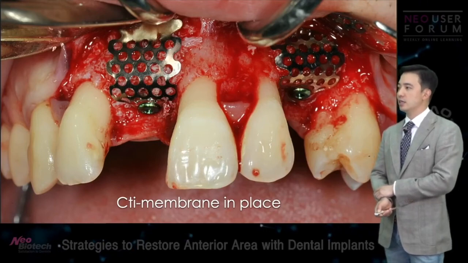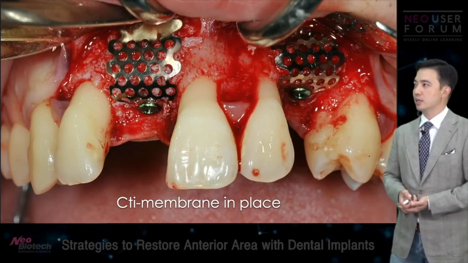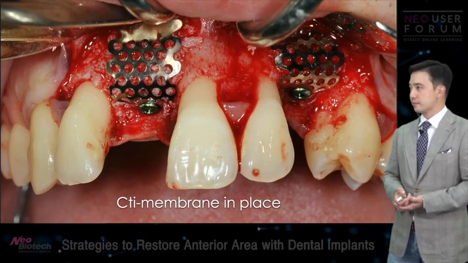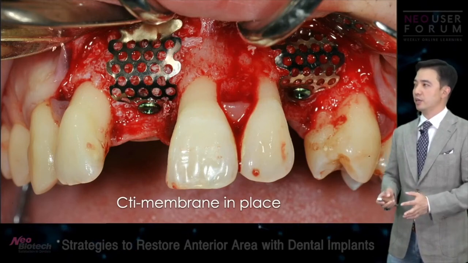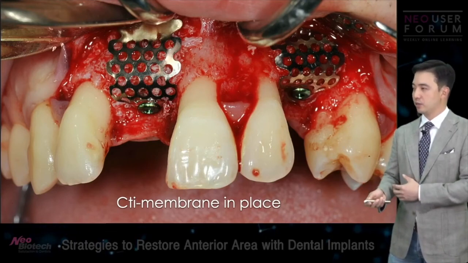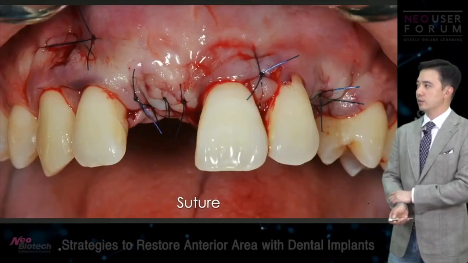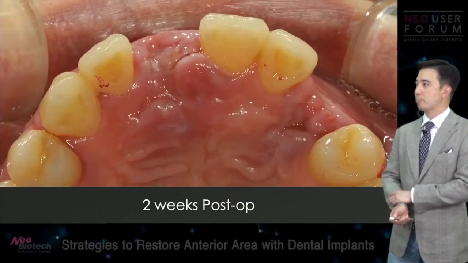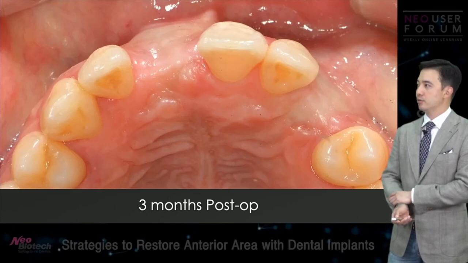I really like the CTI membrane in severely resorbed cases, because the key factor for GBR to be successful is that your graft material should not move. This really helps to hold your graft material in position, so it makes your graft material solid. Then the collagen membrane and sutures. Two weeks, not bad. A provisional RPD was delivered. Three months post-operation.